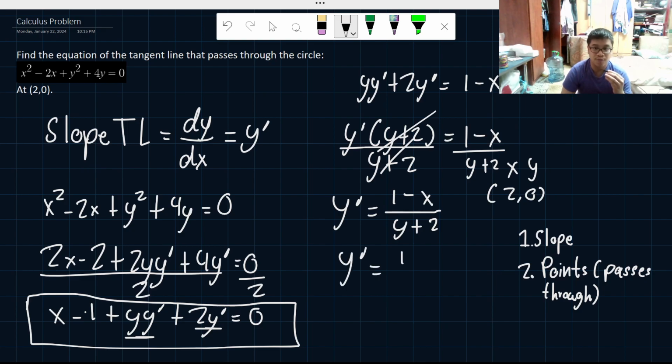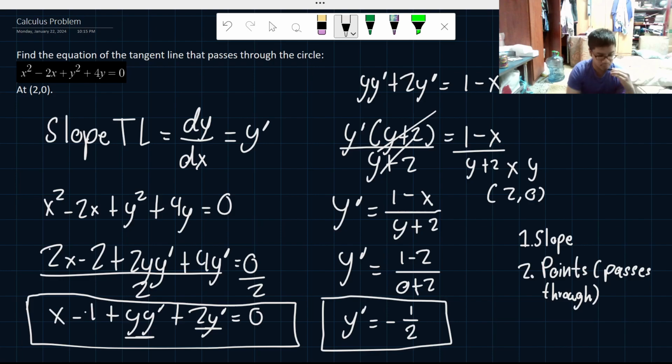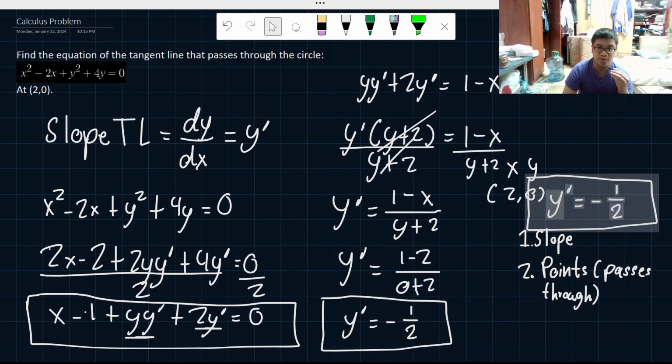Hence, we will have 1 minus 2 all over 0 plus 2. And our answer would be y prime is equal to negative 1 all over 2. We have a negative sign at 1, so we can simply bring that negative sign below, or just put it beside the fraction. What happens is we will have y prime is equal to negative 1 half. And that is our slope. So now that we have the slope, we're just going to put it here.